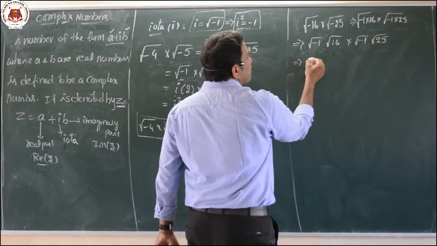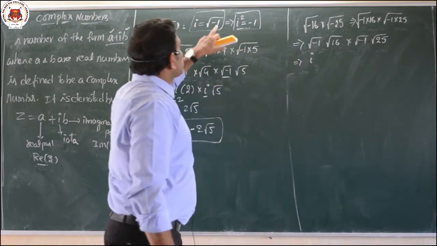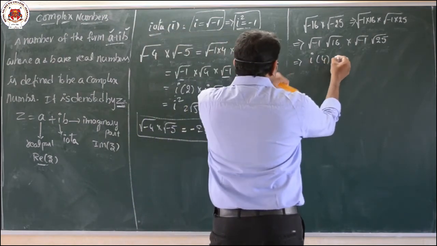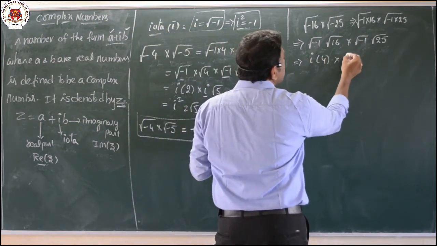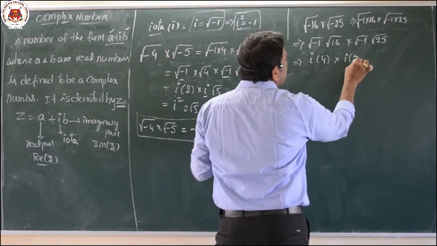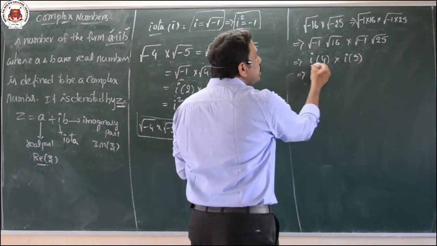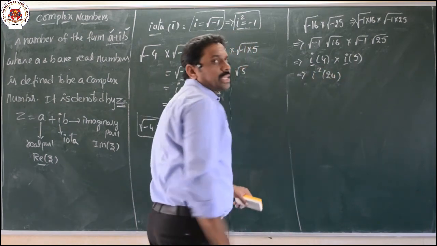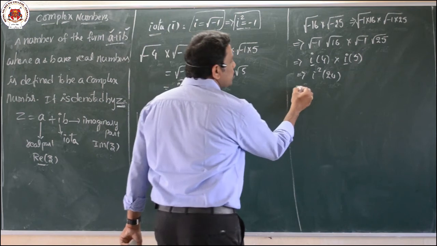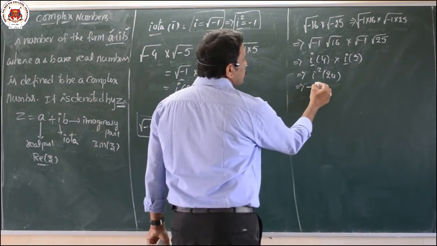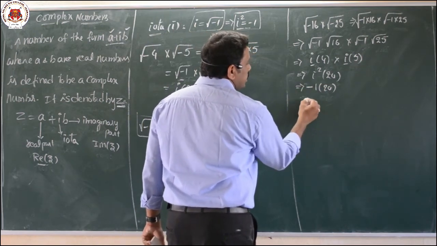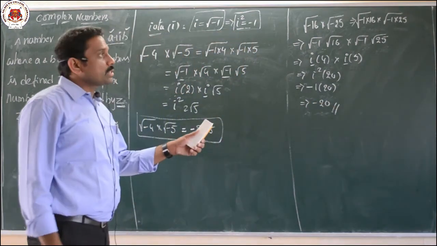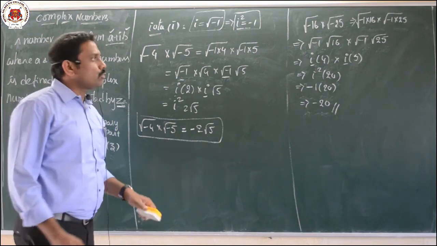So, square root of minus 1 value is I, root 16 value is 4, into this value also I, and square root of 25 means 5. So, I into I is nothing but I square, 4 5s are 20. So, what is the I square value? The I square value is minus 1. So minus 1 into 20, the answer is minus 20. This is the procedure. Like this we will find out the root values.